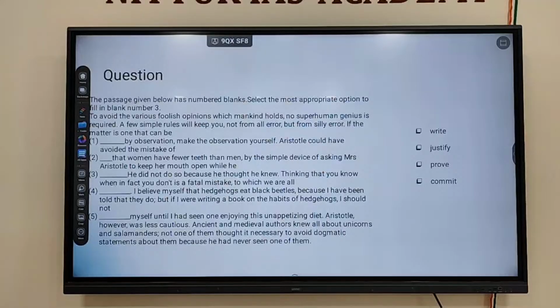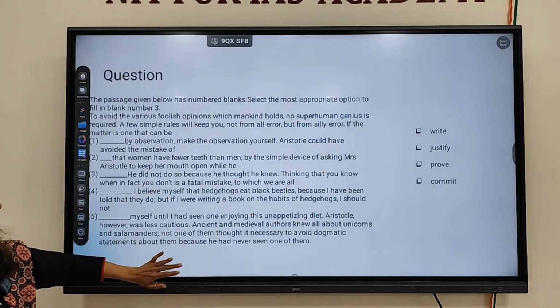I like cats. I have a pet cat. My favorite pet animal is cat. I have a pet cat because I like cats. The sequence will be right. So in this way also we need to sequence it.